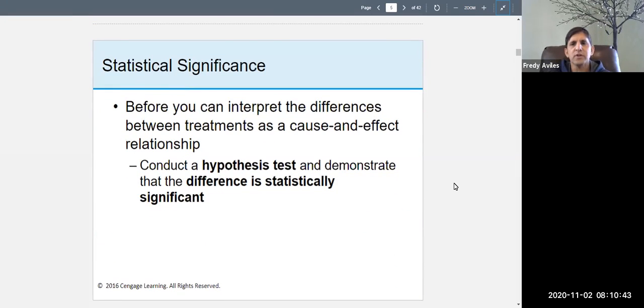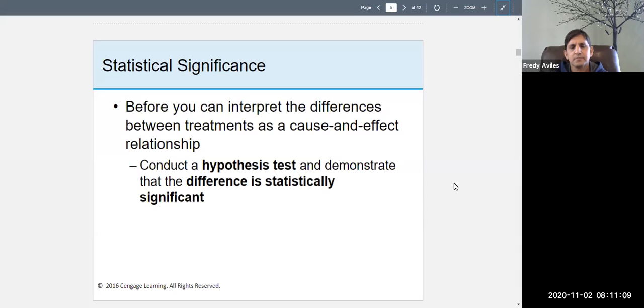Statistical significance. When you do an experiment, you have to be concerned about statistical significance. Actually, you're always concerned about statistical significance for most research, but especially with an experiment. So before you can interpret the differences between treatments as a cause and effect relationship, you must conduct a hypothesis test and demonstrate that the difference is statistically significant.